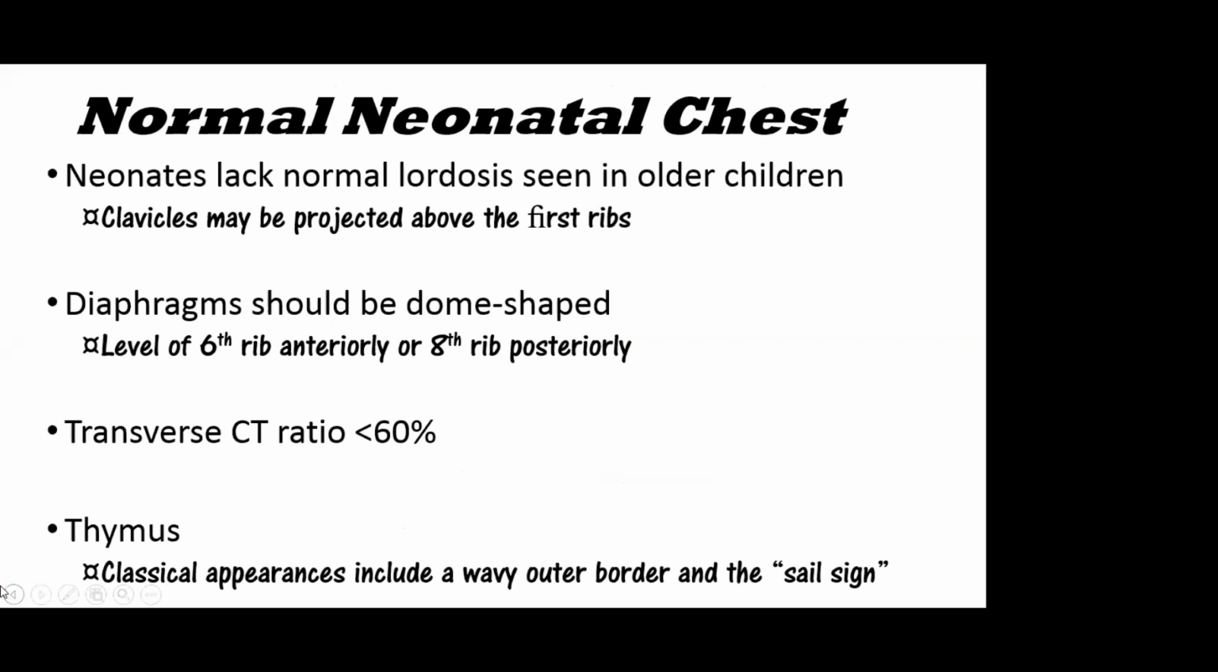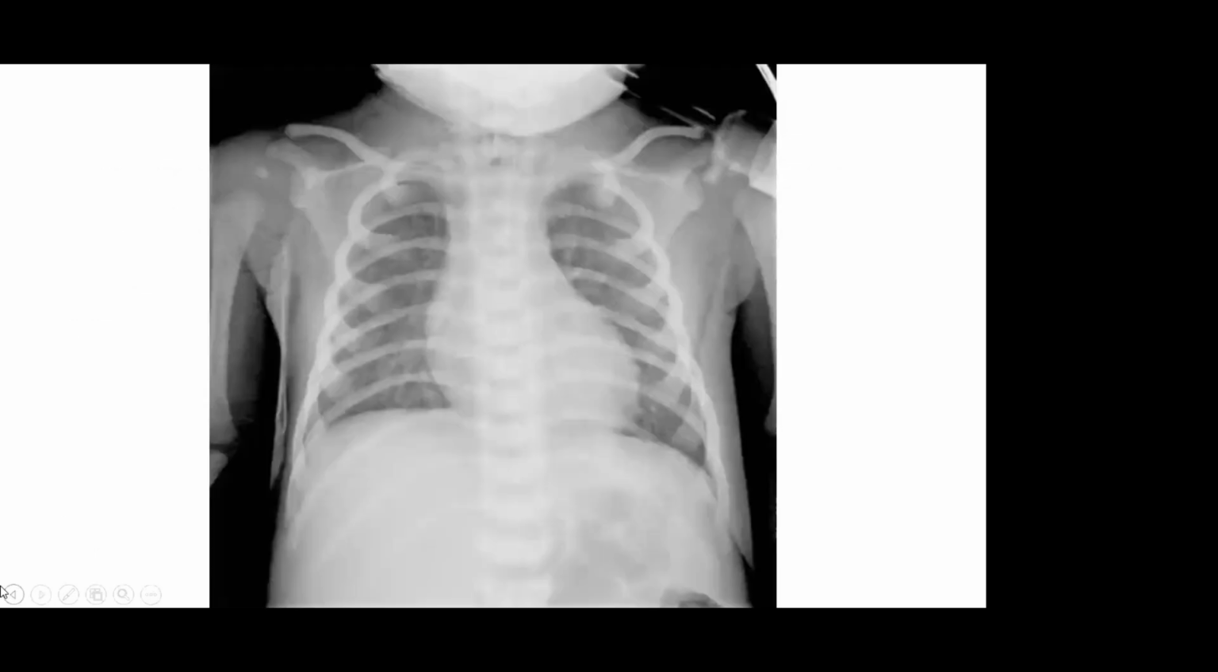Diaphragm should be dome shaped. The level should be at the 6th rib anteriorly and 8th rib posteriorly, mainly if you are doing a lateral decubitus X-ray. The CT ratio should be approximately less than 60%, but that's very variable. We'll see how the CT ratio is also calculated. And the classic thymus has a wavy outer border, and it may look like the sail of a ship, and hence it is called a sail sign. We'll see the X-ray also have a sail sign.